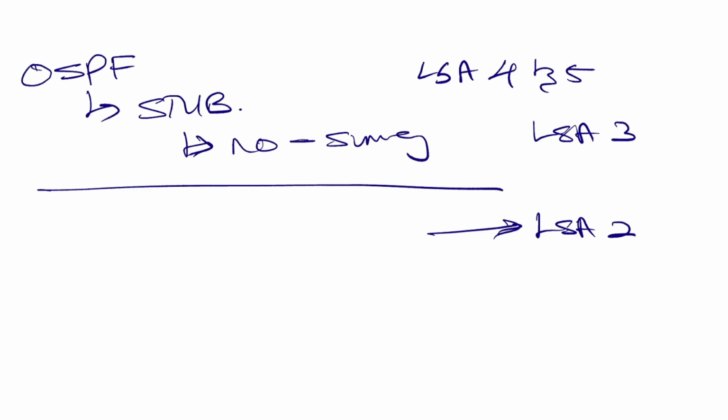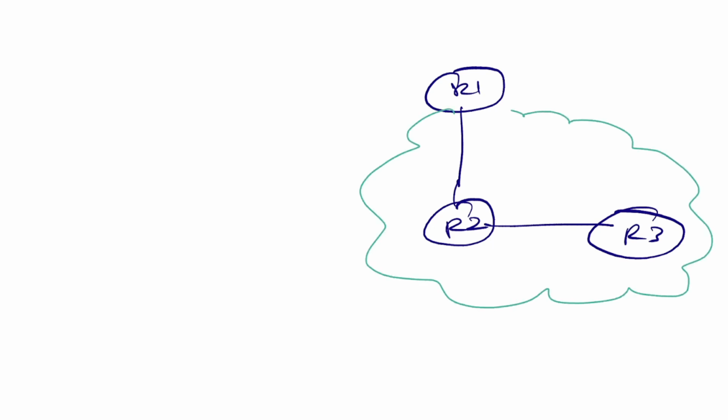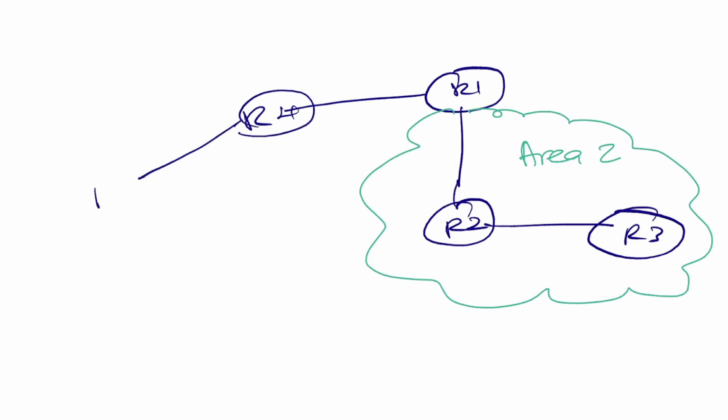To achieve this, we're gonna do a simple lab. The lab is basically, we're gonna have a few routers. One router here, one router here, one router here. I'm gonna say R1, R2, R3. For this particular segment, let's just say this is gonna be in area 2. And then we're gonna have R4 and R5 respectively, they're gonna be in area 0.